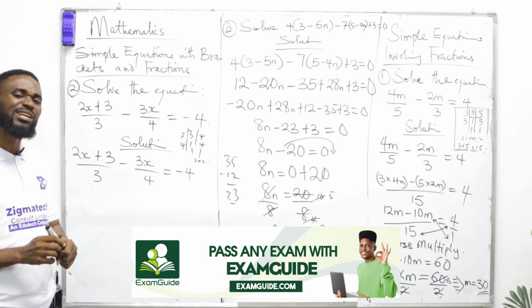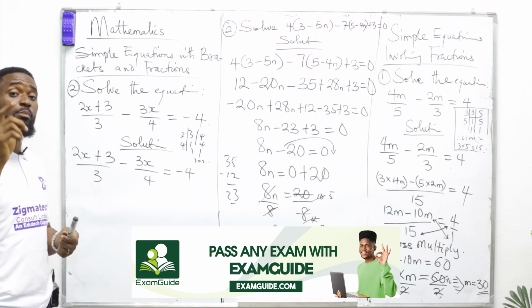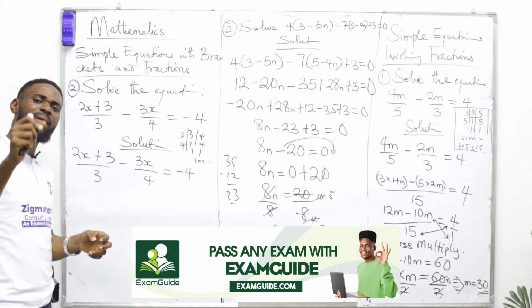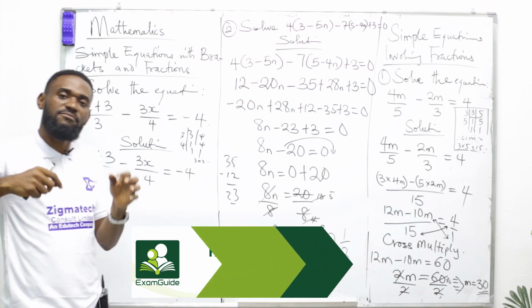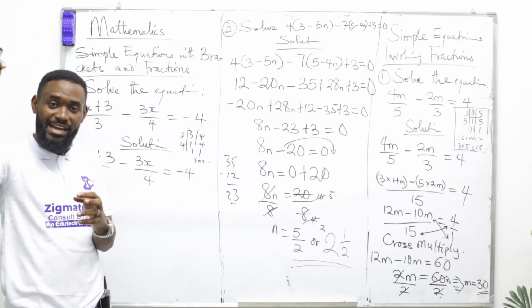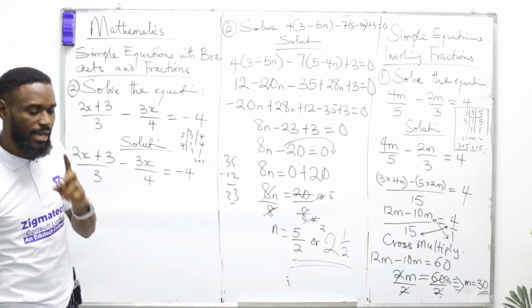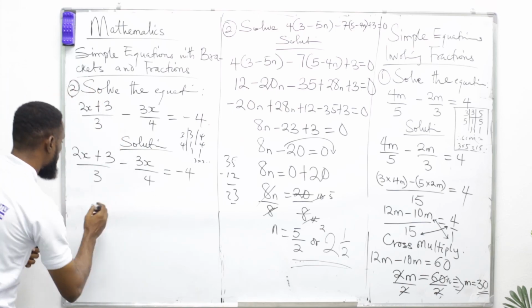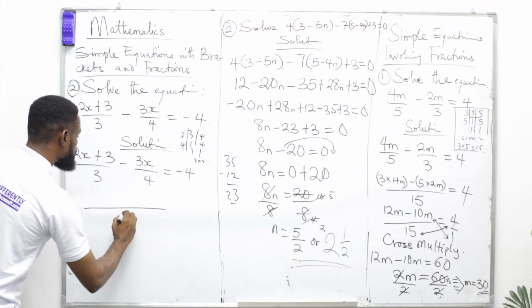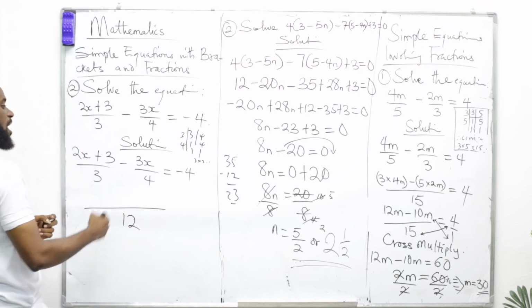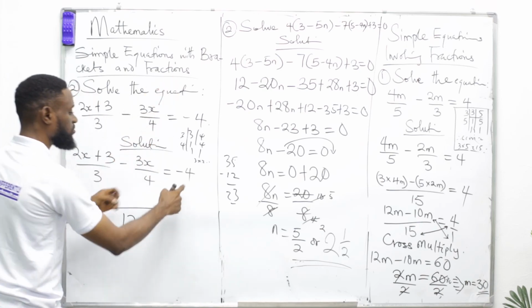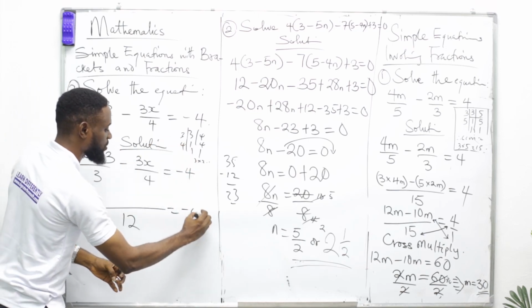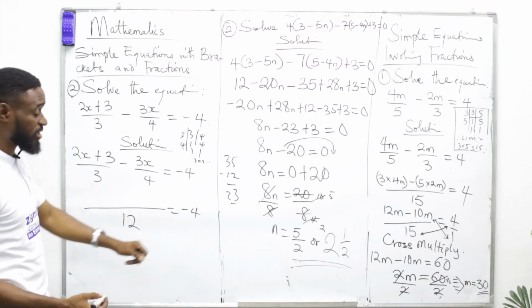Their LCM is the lowest common multiple. The lowest common multiple of 3 and 4 means the first number that 3 and 4 are factors of, or can divide without remainder. That first number is no other number but 12. So 3 times 4 is 12. So we open a large bracket and put 12 here. Okay, and we do the same thing. Like I told you, there is no concern here for us, so we just bring down the minus 4. We are coming to it somewhere.